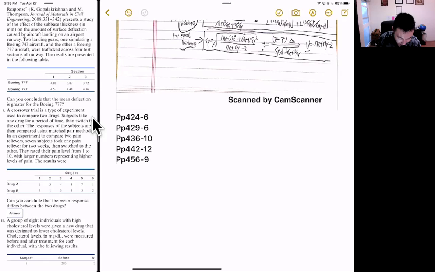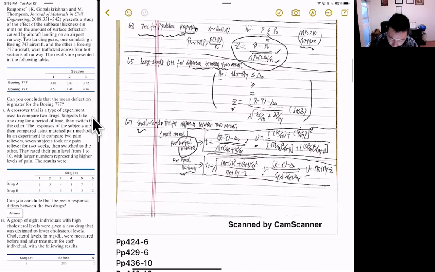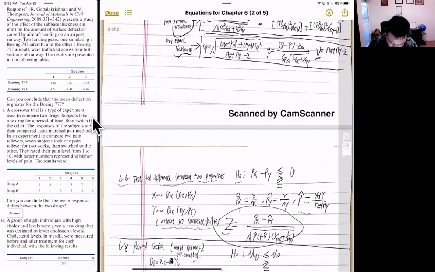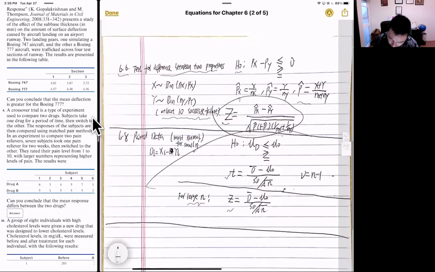Can you conclude that the mean response differs between the two drugs? For paired data, the equation will be here. Then, depending on the sample size, large or small: for large, we use Z; for small, we use T as usual. We have 7 subjects, so obviously this is a small sample. So that's the equation. We use the t value.